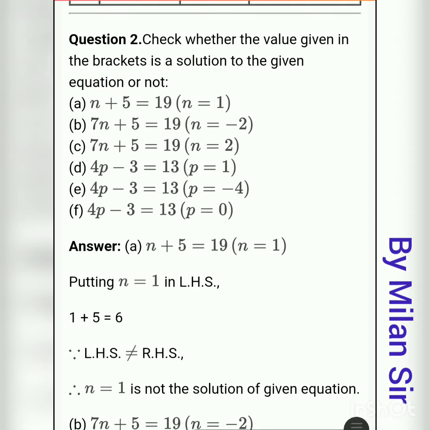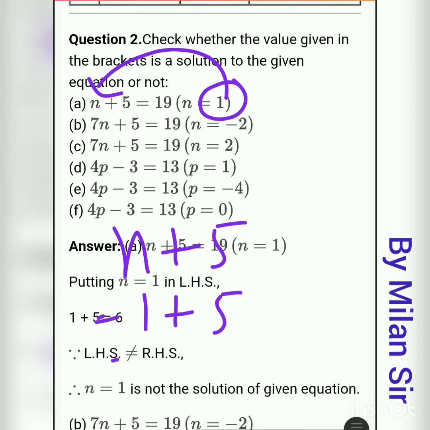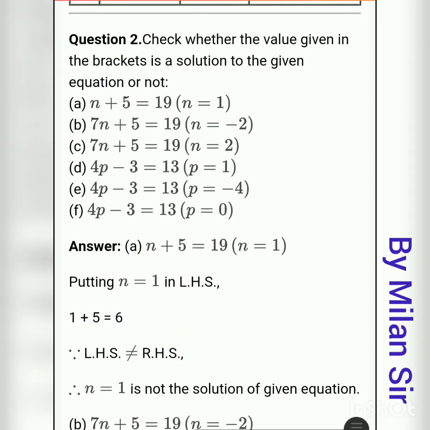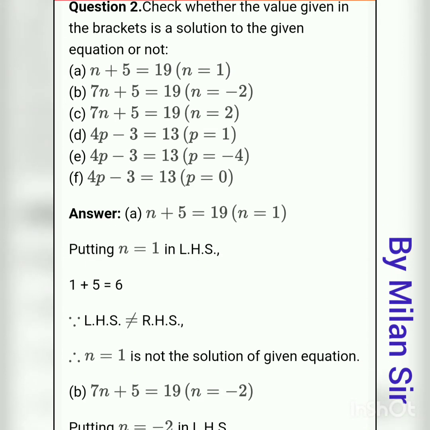Okay, so in the first question put n is equal to 1. Here we have n plus 5. In place of n we need to write 1. So 1 plus 5 is 6, but here it is written 19, right? So write down here, left hand side is not equal to right hand side. LHS means the left side of the equality sign, and RHS means the right hand side of the equality sign. So both the sides are not the same. That's why n is equal to 1 is not the solution of the given equation. If it is a solution, it will definitely satisfy the equation.